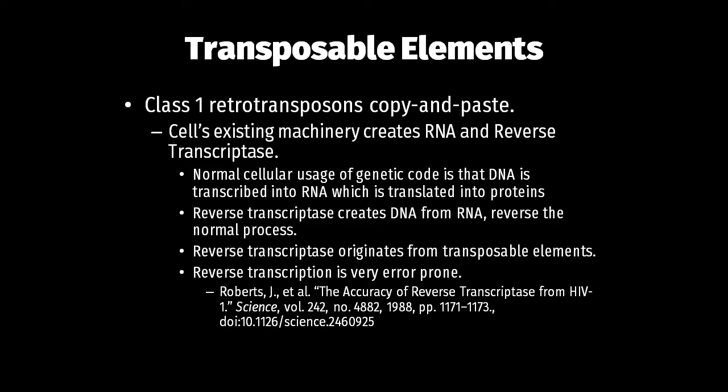A little side note on reverse transcriptase. The cell's normal usage of genetic code is that DNA is transcribed into RNA, which gets translated into proteins, never the other way around. Reverse transcriptase upends this by allowing DNA to be synthesized from RNA, reversing the normal process. It's interesting to note that the code for reverse transcriptase originates from transposable elements. Furthermore, reverse transcription is very error-prone, frequently halting partway through transcription. I would argue that these characteristics indicate inferior design.